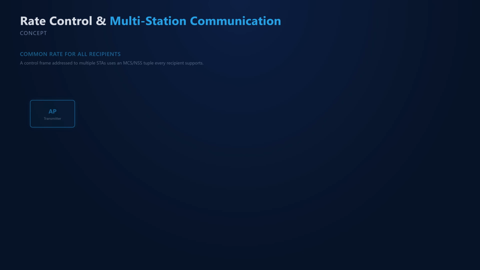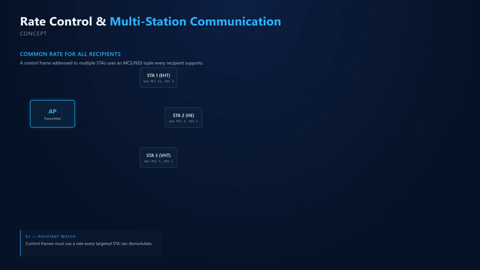When a network device needs to send a control frame to a group of different stations at once, it faces a significant challenge. A control frame, such as a trigger frame or a multi-station acknowledgement, is essential for coordinating the entire group. If even one device misses this signal, the entire communication sequence can break down.